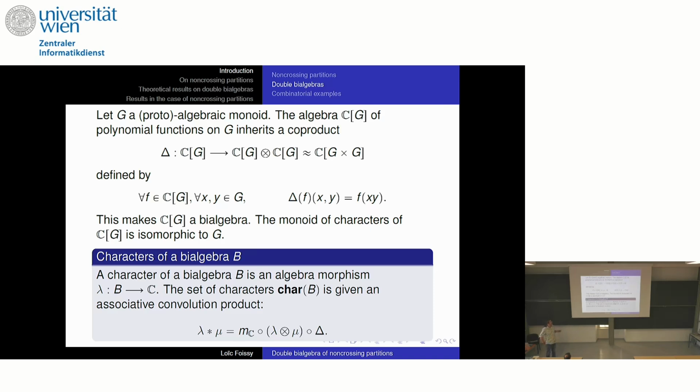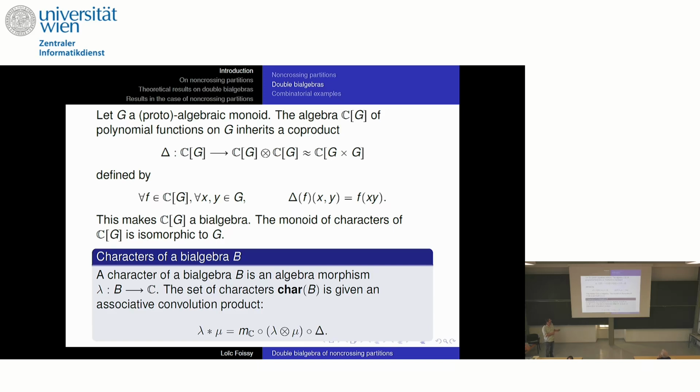To see this, what you can do is something like this. You can define a coproduct. If you have a polynomial function F on the group, you can transform it into a polynomial function on G times G, just by this formula. So this is a polynomial function on G, and delta F is a polynomial function on G times G. If your topology is well defined, this is really a polynomial function, and this can be identified with a tensor product of C[G] tensor C[G]. All this identification works because of the topology.